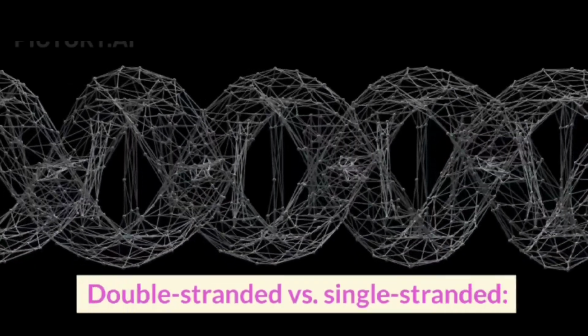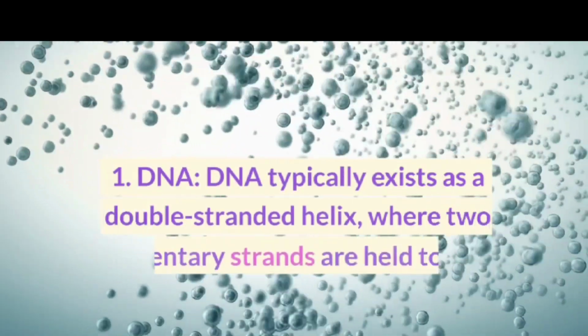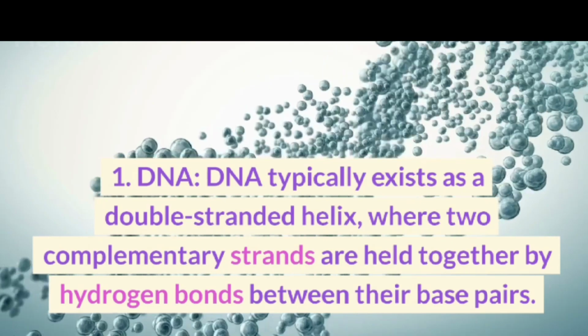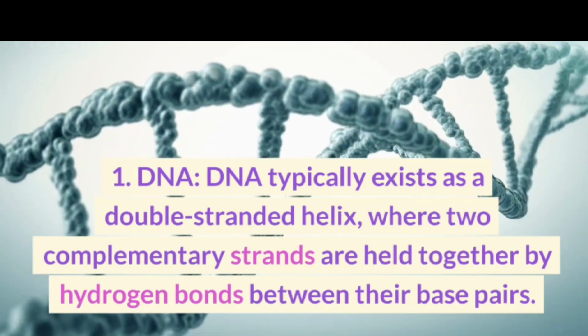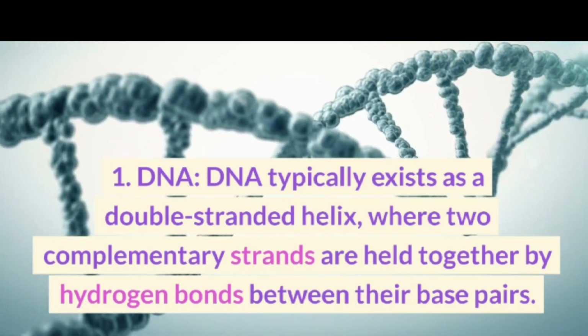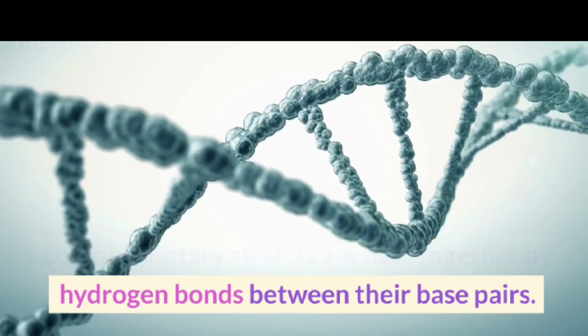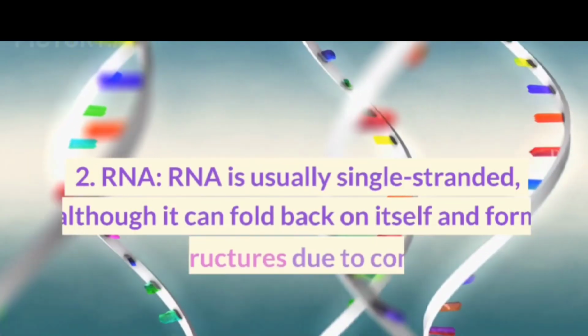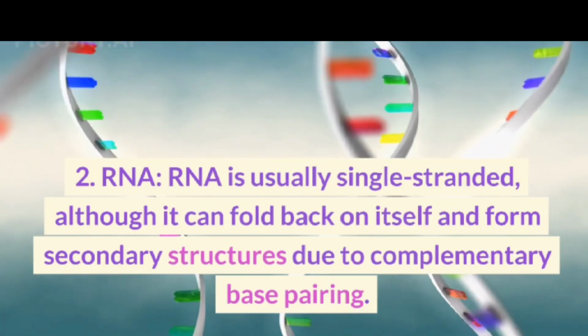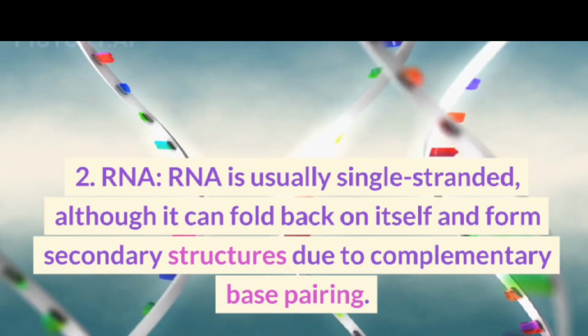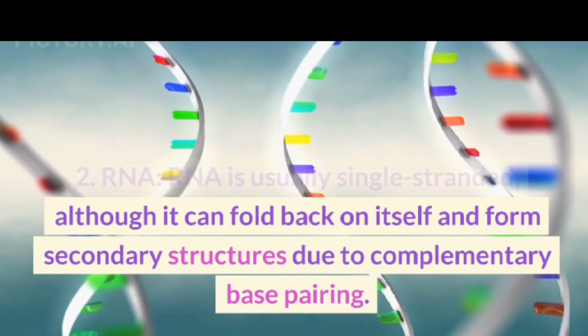Double-stranded versus single-stranded. 1. DNA. DNA typically exists as a double-stranded helix, where two complementary strands are held together by hydrogen bonds between their base pairs. 2. RNA. RNA is usually single-stranded, although it can fold back on itself and form secondary structures due to complementary base pairing.